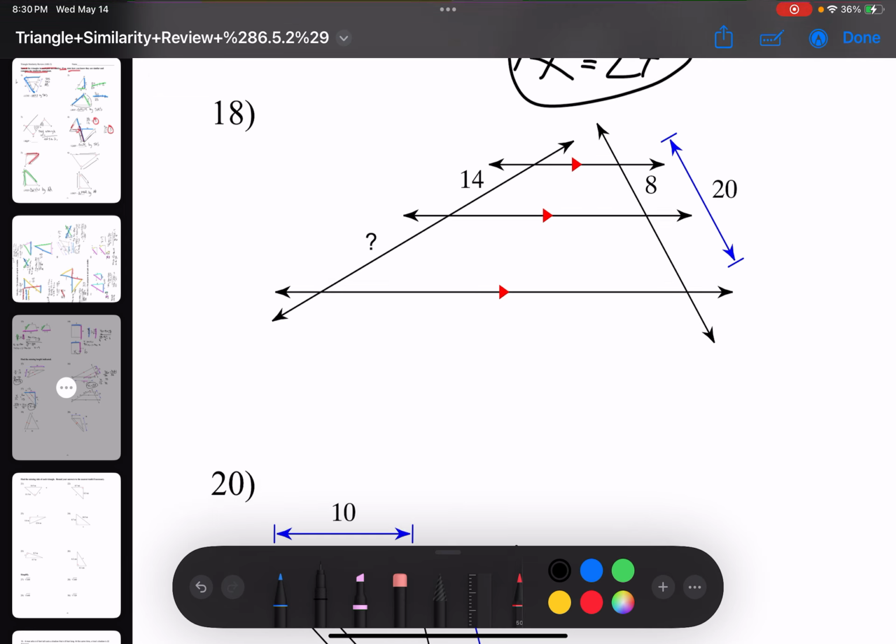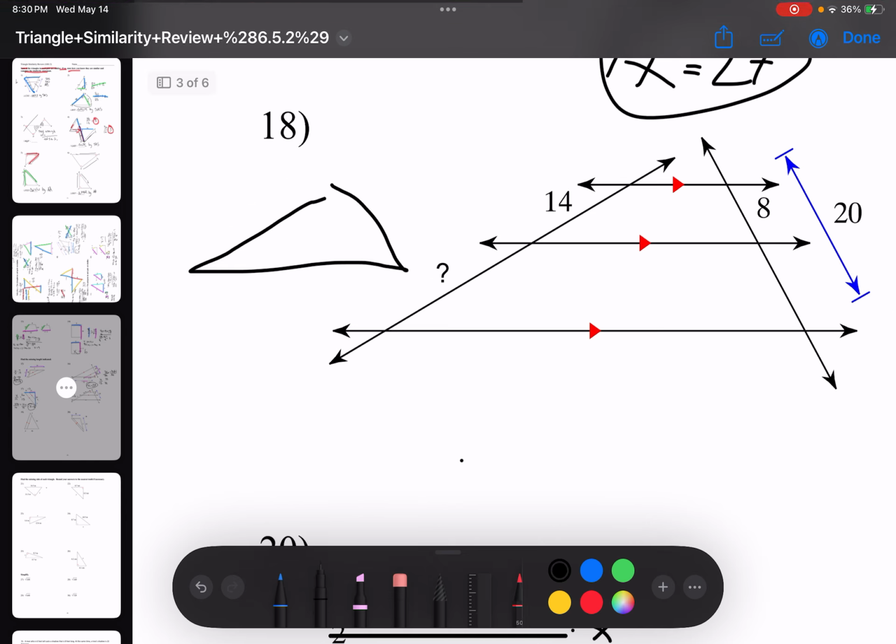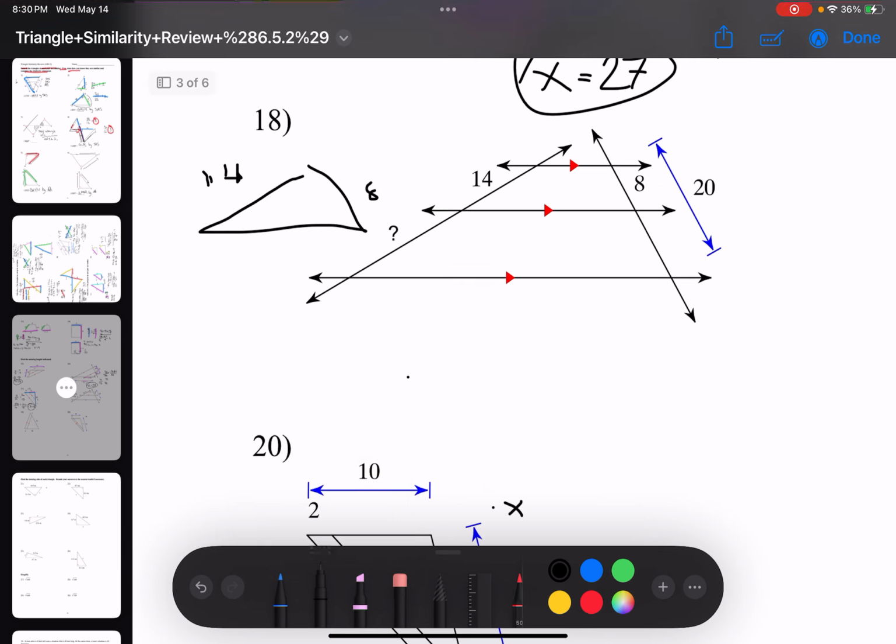Okay, now let's take a look at this one. So we have our mini triangle right here. We have one side 8, we have the other side 14, right? And then for a bigger triangle, which is this one right here.